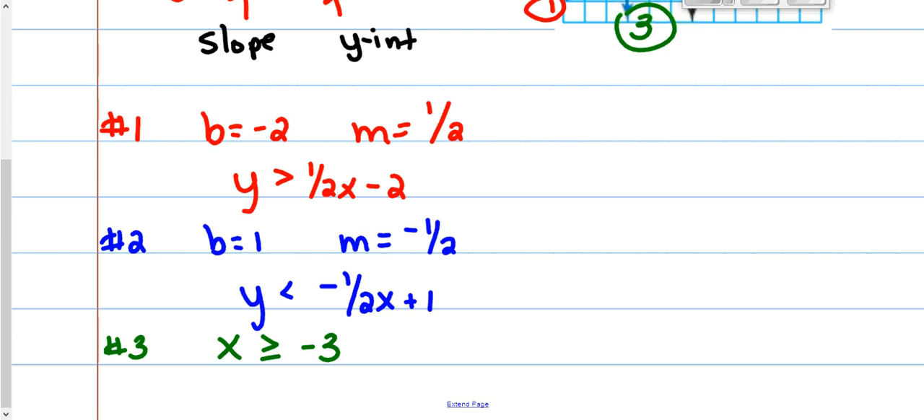So our three inequalities for this one are y is greater than 1/2 x minus 2, y is less than negative 1/2 x plus 1, and x is greater than or equal to negative 3.